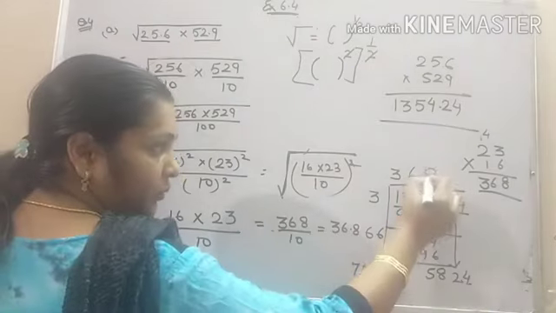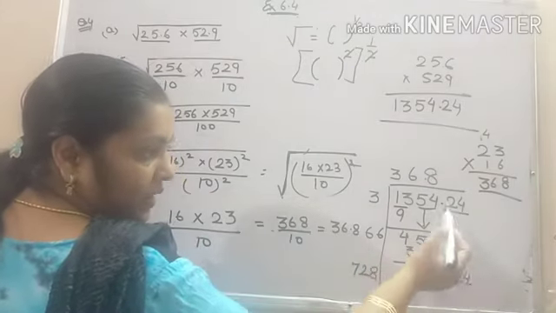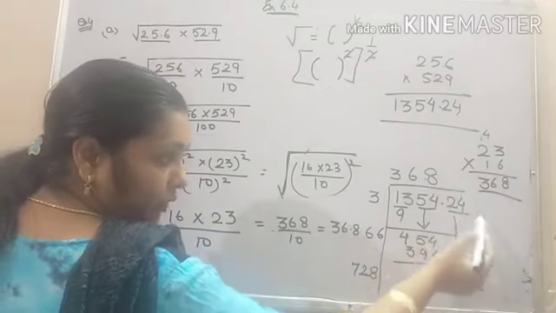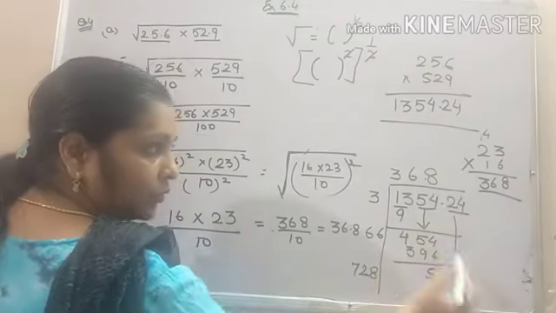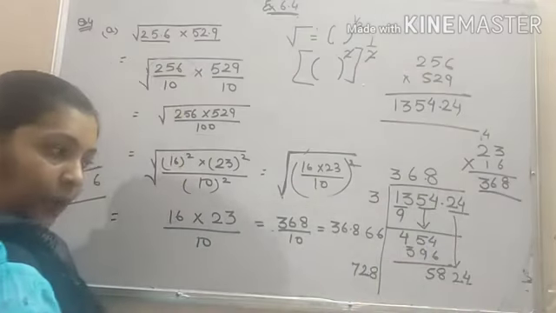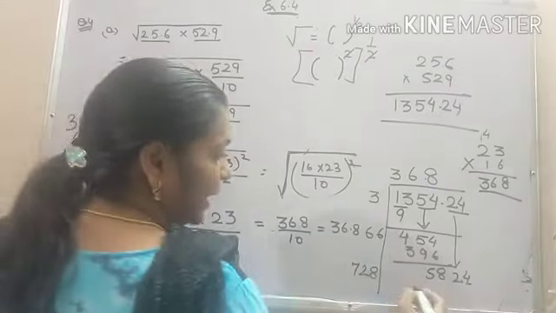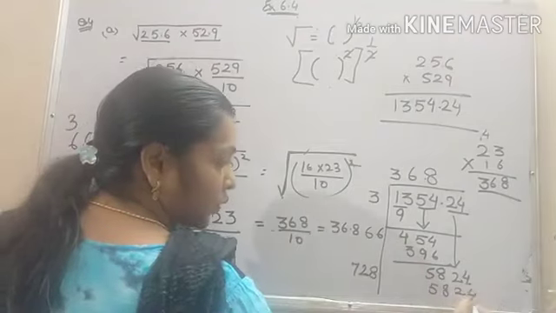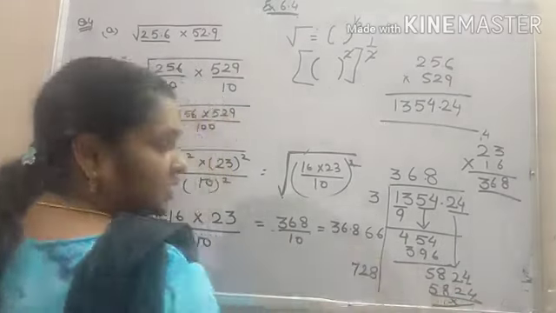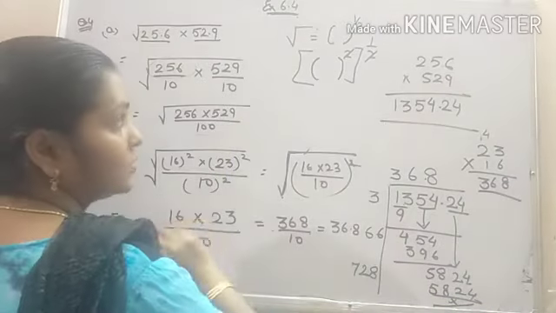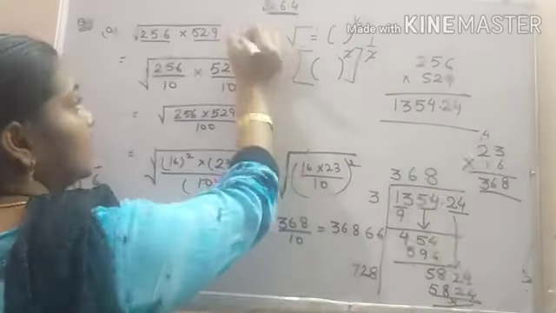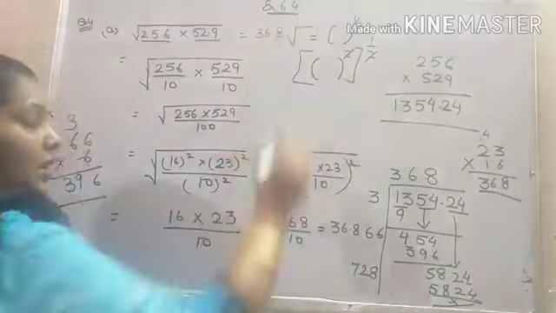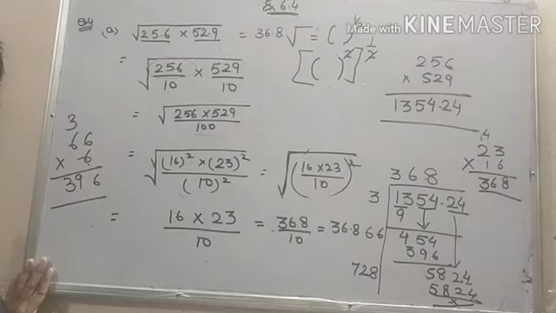So 8 will come over here, and as soon as you bring the pair after the decimal down, you put a decimal in the quotient as well. Multiply them. When you multiply, you will get 5824 only. You can check the calculation. Here also we get the root as 36.8 only. So you can use any of the methods which you find easy.